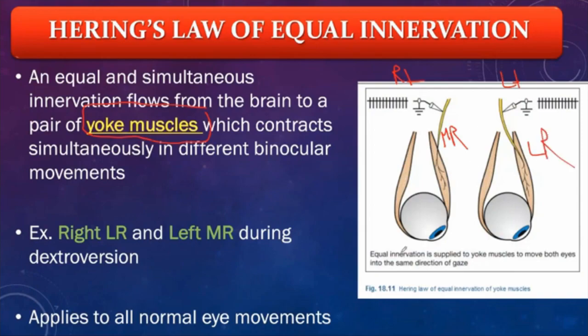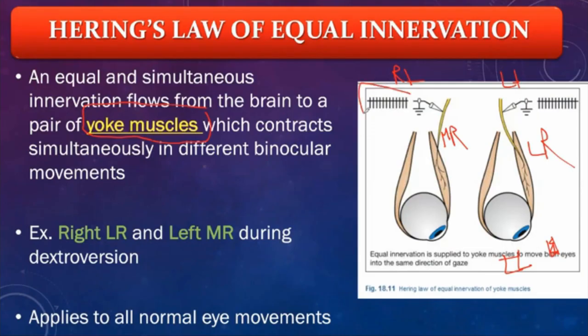And if this is movement to the left, then this should be the contraction of the right lateral rectus and left medial rectus. So, not to confuse, let's say that this is movement to the left, and that's why here the right medial rectus and left lateral rectus are contracting in order to move both eyes to the left.